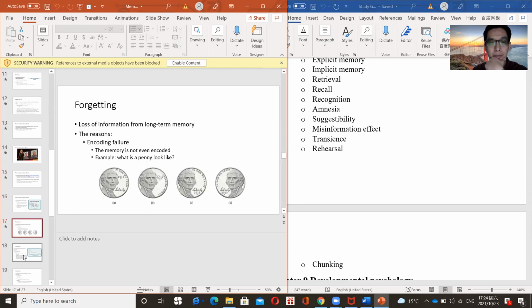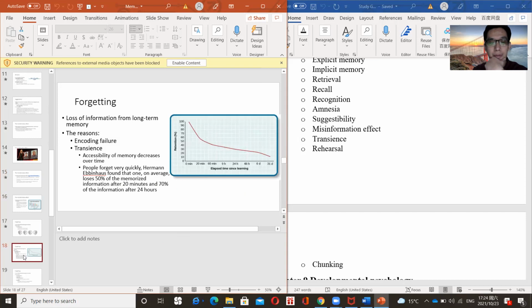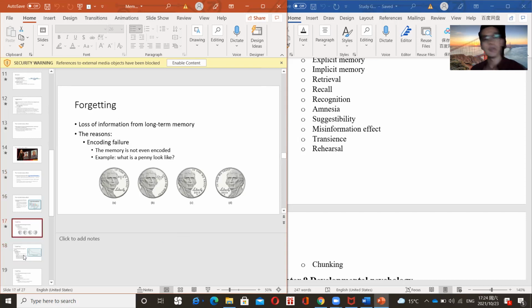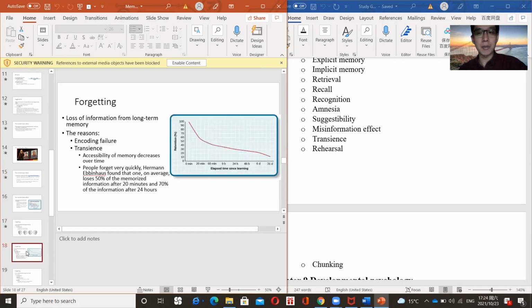And another type of problem in the memory system is forgetting. One of the reasons why people forget is called transience. The accessibility of the memory just decreases over time. Over time, we have less and less accessibility of our memory. The memory is there. We just cannot recall it when time passes.